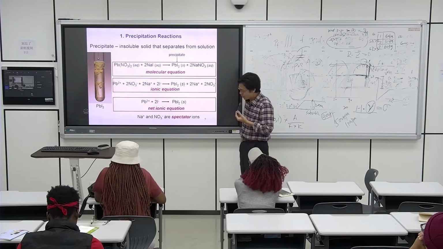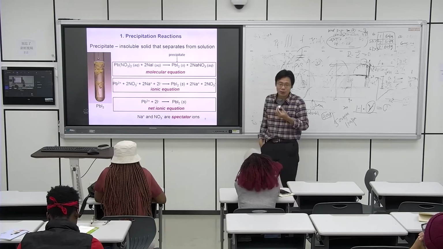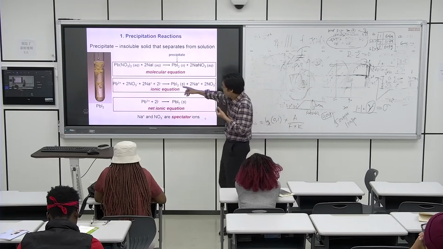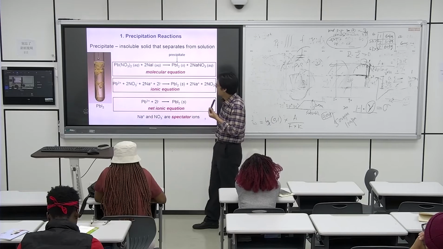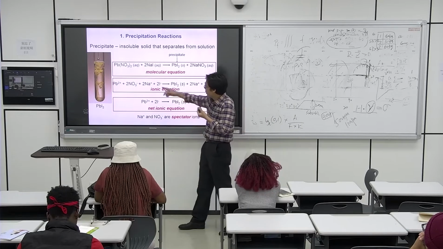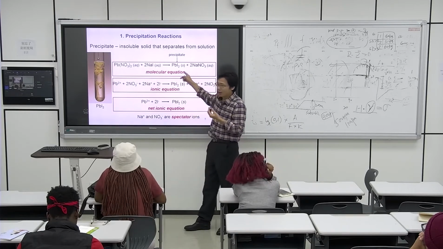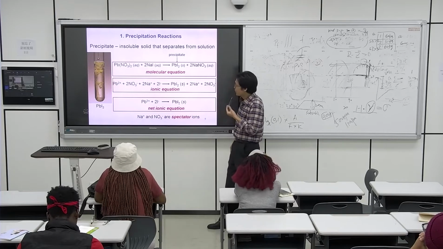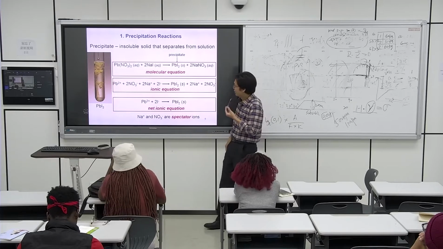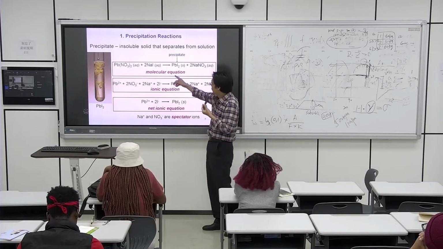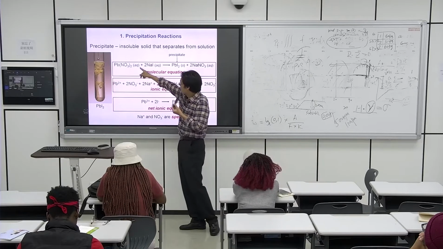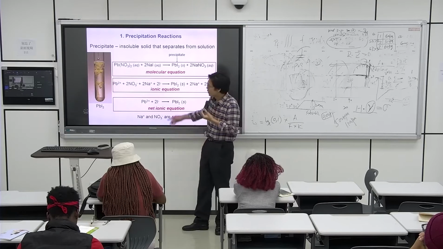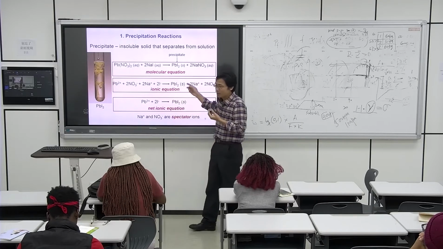For these reactions, we can use different ways to describe them. The first one is called the molecular equation. A molecular equation means we write all the substances as molecules, using molecules to describe the reaction, like this. (aq) means in water, so this reaction happens in water.